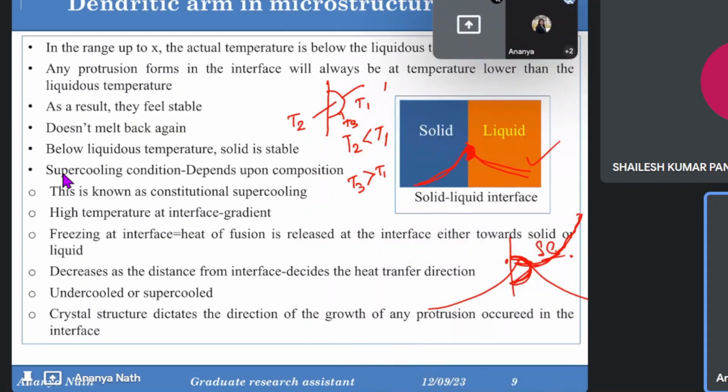So the crystal structure dictates the direction of growth of any protrusion that occurs at the interface, because this protrusion also has a lattice structure. It's nothing but a grain that has formed. Grain means a particularly oriented lattice structure. So this is why it will have some direction, and depending upon that direction it will grow only. If it doesn't have some preferential direction, or it's not experiencing some low mismatch with the solid liquid interface, it will not grow. So it's like that.